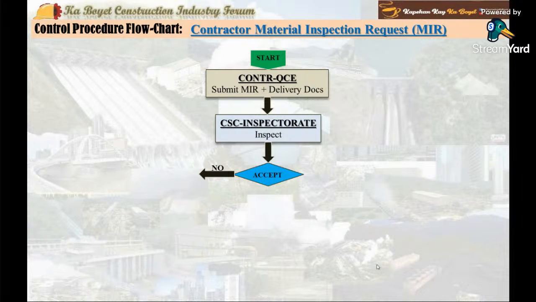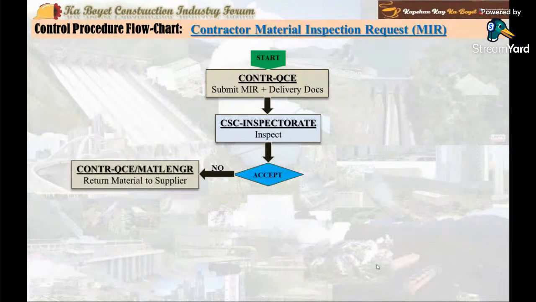In the event that it is not accepted and marked returned to supplier, the contractor QC engineer shall immediately inform the site engineer or material engineer to instruct supplier to remove the material or equipment out of the project site. The output document is a signed MIR with an action code rejected returned to supplier plus the delivery document.